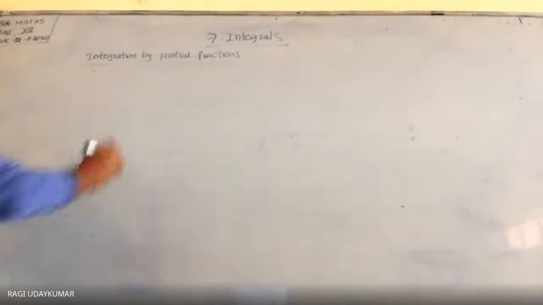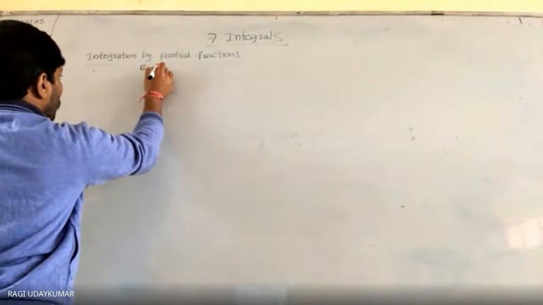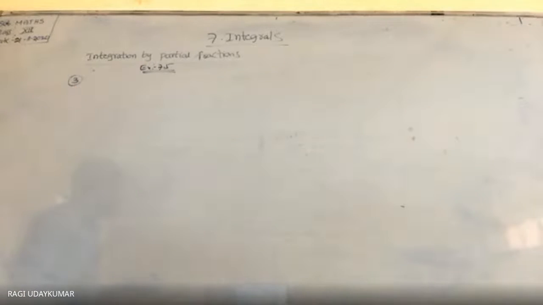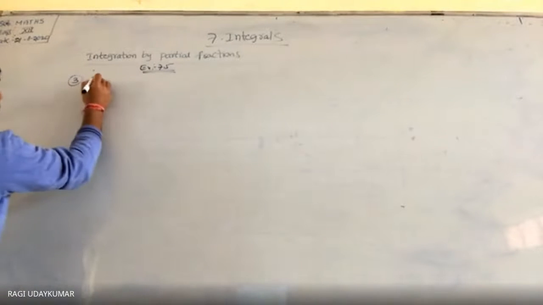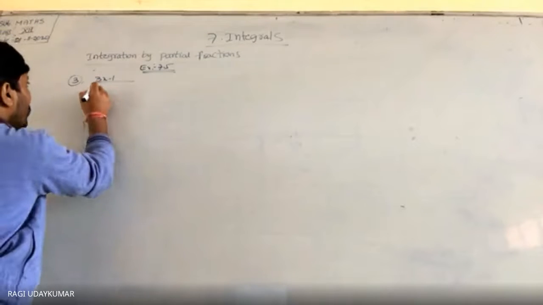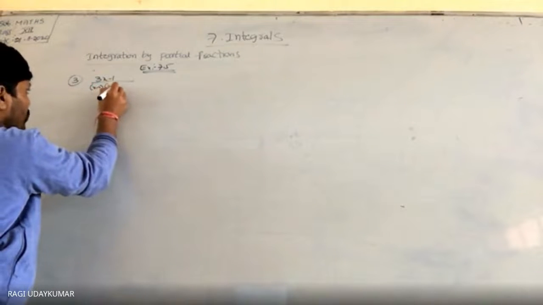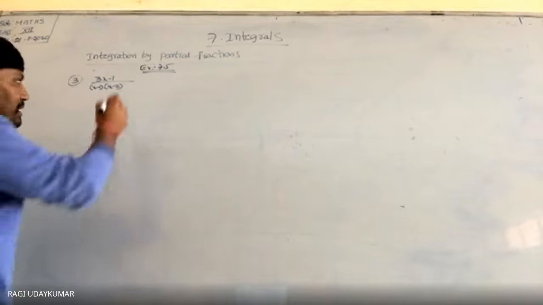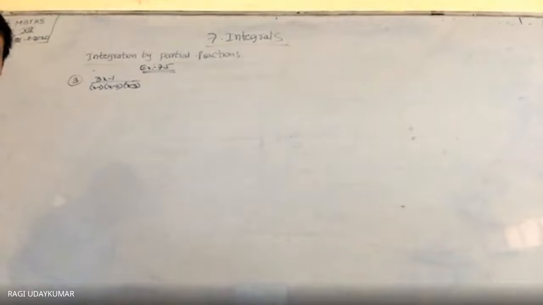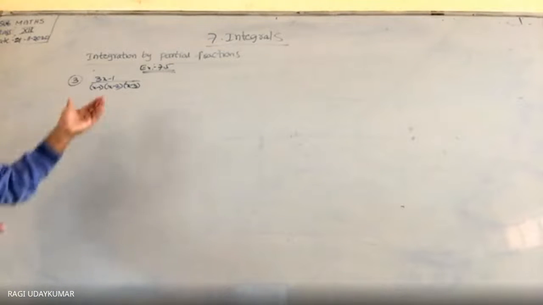Third problem, exercise 7.5. Third problem. This is the lengthy problem I am taking into consideration. The numerator is given as 3x minus 1, divided by (x minus 1) into (x minus 2) into (x minus 3). We need to integrate this. First, let us split this into a sum.